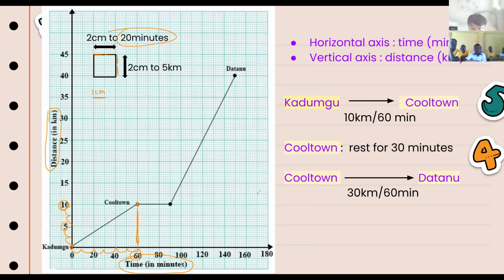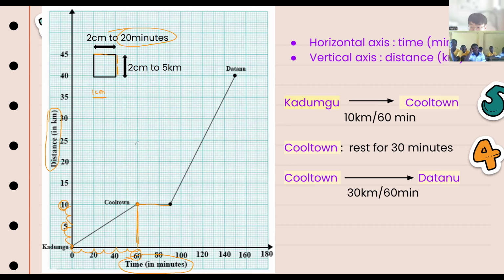And then it said Adamu rested for 30 minutes. If he rests 30 minutes, does the distance change? Here, it doesn't, right? The distance doesn't change, because he didn't move. He just rested. So that's why when we draw a horizontal line, it's for 30 minutes.